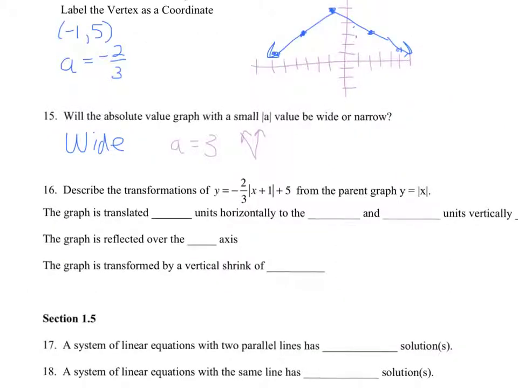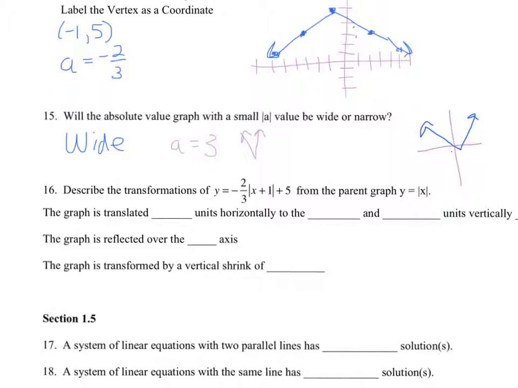For number 16, we're asked to describe the transformations of y equals negative 2/3 times the absolute value of x plus 1, plus 5, from the parent graph y equals the absolute value of x. So what this is asking for is just the differences between the most basic graph of y equals the absolute value of x and the graph that we just graphed. So really quick, let's graph y equals the absolute value of x. And we know that it's a V with its vertex on the origin. I know I didn't graph that too well. And it has a slope of 1.